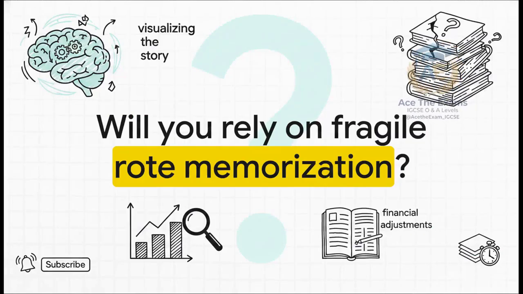So what does this all mean for you? We've covered a tremendous amount of ground today, from the trap of vague terminology to our 5-step standardized methodology, right through to the exact areas where examiners will dock your points. I'll leave you with this provocative thought. When you sit down for your 9706 exam, will you rely on fragile rote memorization, or are you ready to visualize the story behind the financial adjustments and evaluate them with precision? It's up to you to take these strategies and apply them to your past papers.